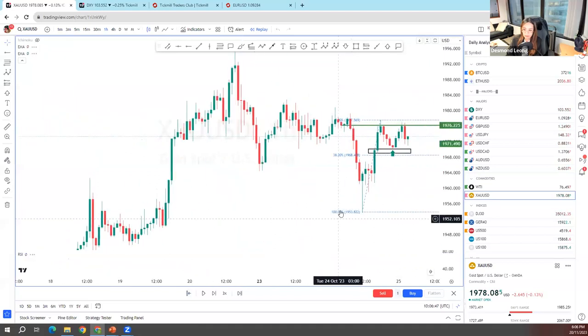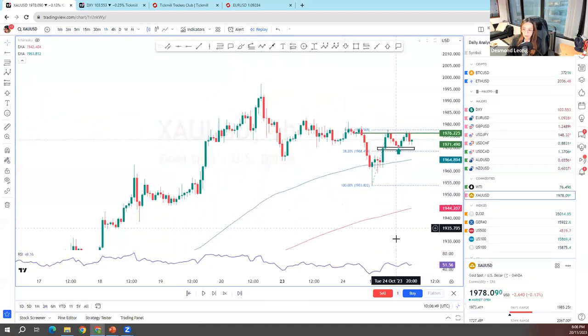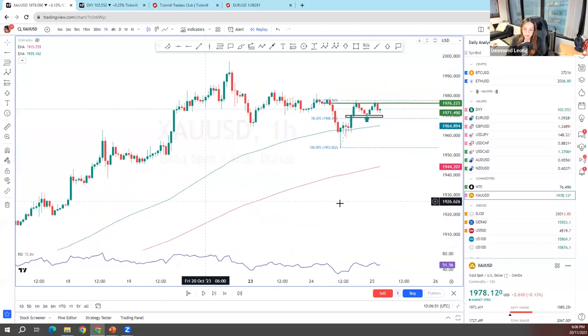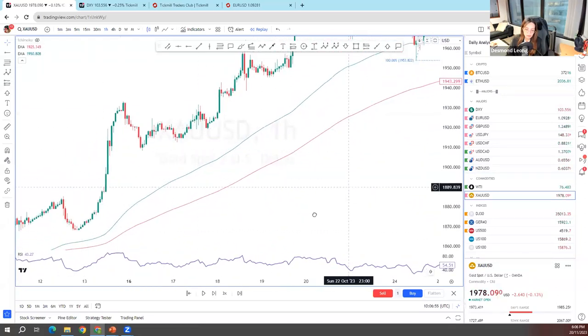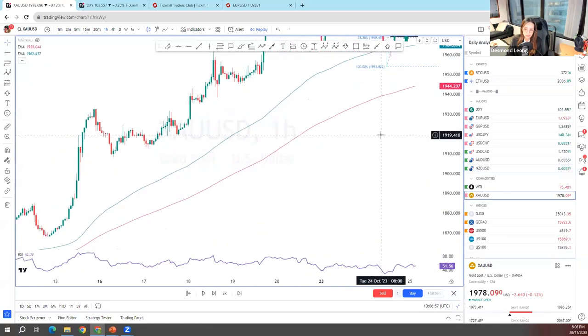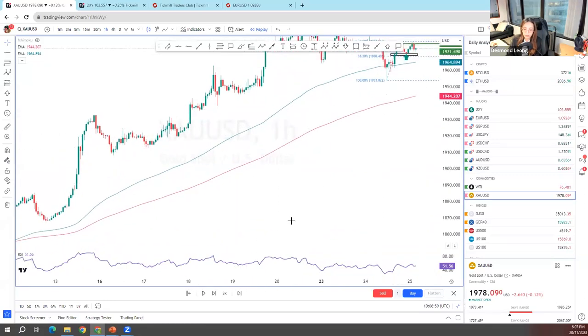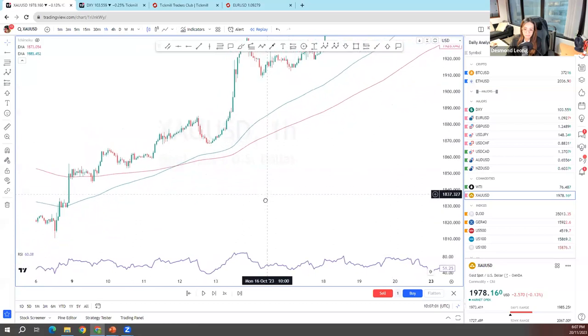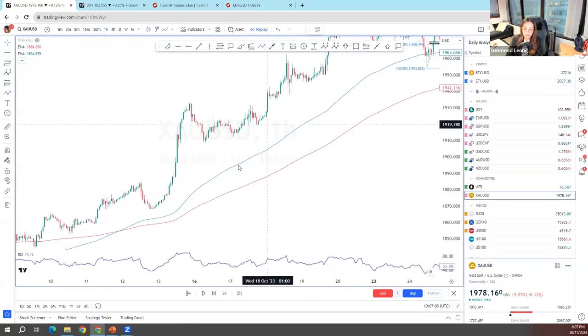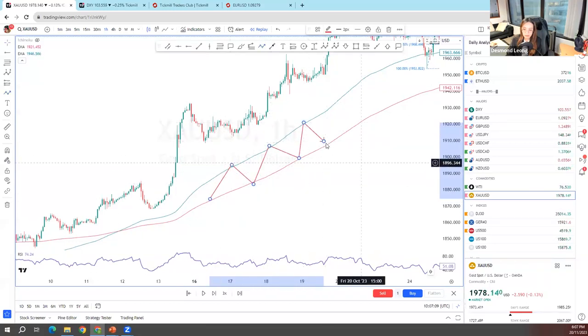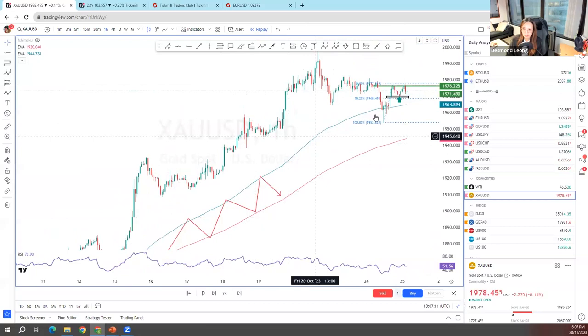For example, here with scalping gold, we can know that price is on an uptrend because they are above EMA 100 and 200. What you can see here, they cross each other, and then they go past like that. You know that it's a really strong uptrend.